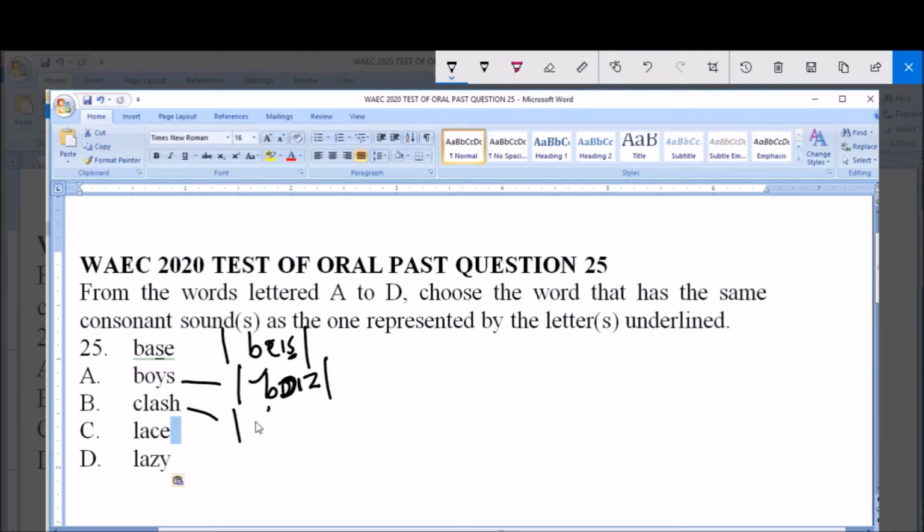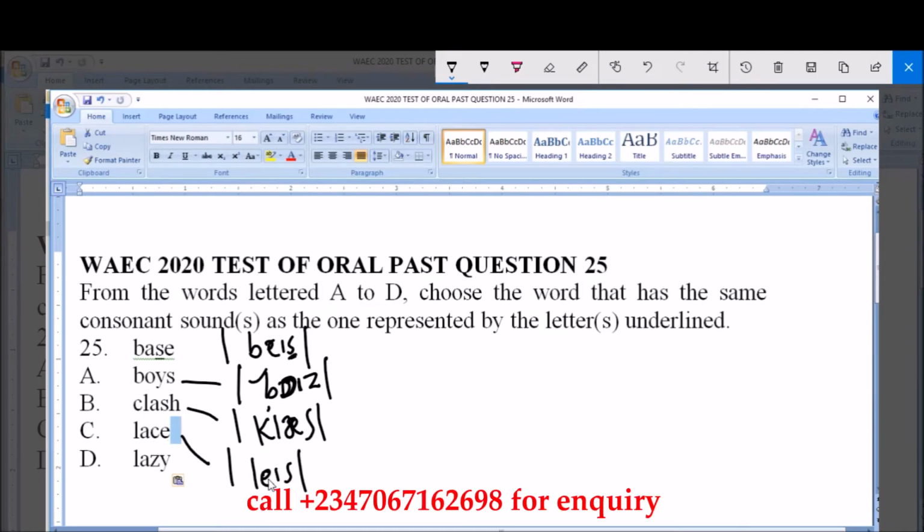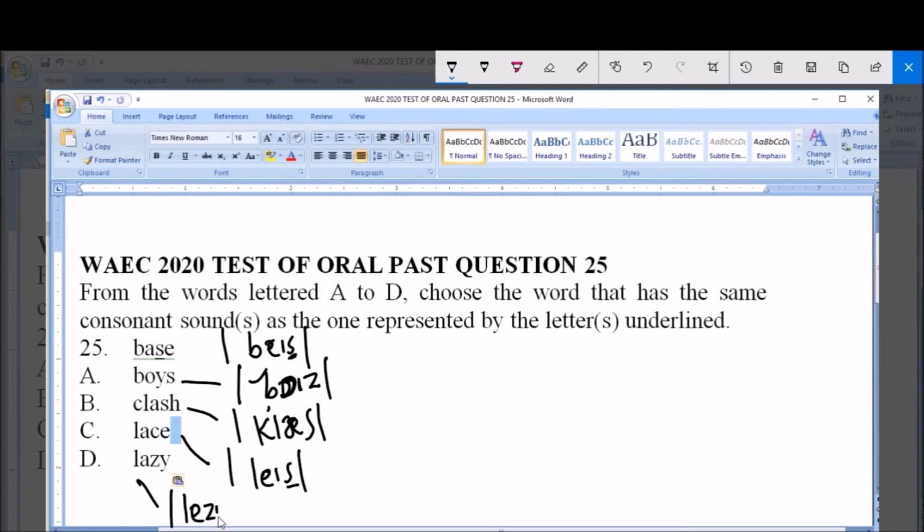Option B is pronounced as clash, not S or Z. Option C is pronounced as lace. So this C E sounds as S. Option D is pronounced as lazy. Therefore, by this transcription, option C is correct because it contains the same sound as in the given word.